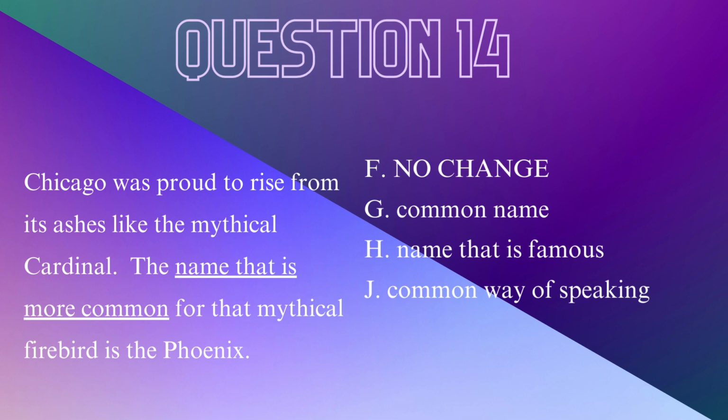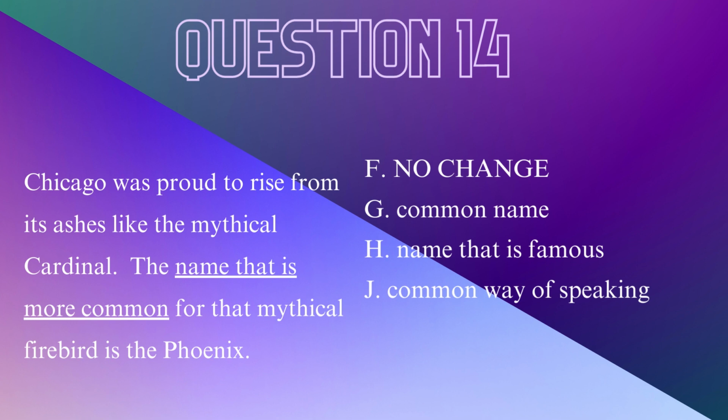Question 14. Chicago is proud to rise from its ashes like the mythical cardinal. The name that is more common for that mythical firebird is the phoenix. F, no change. G, common name. H, name that is famous. Or J, common way of speaking. Okay, so what's the simplest and shortest, most clear way I can say this?